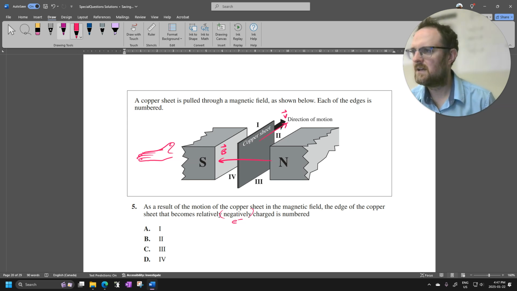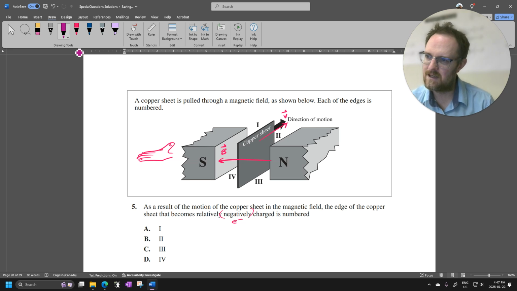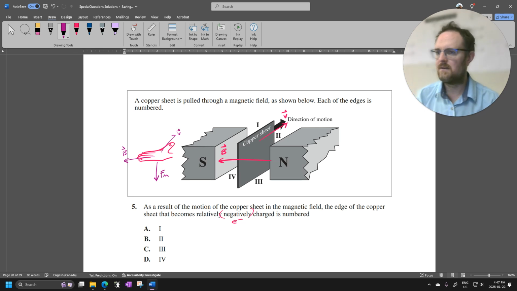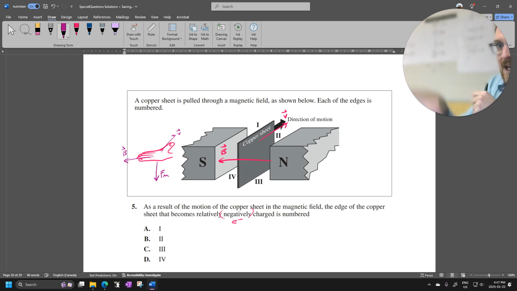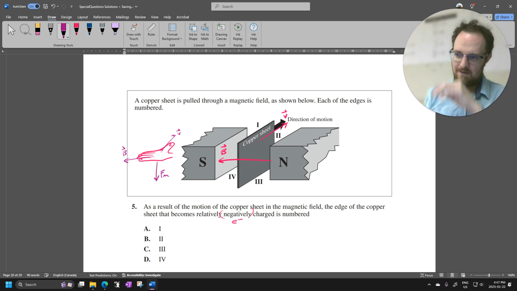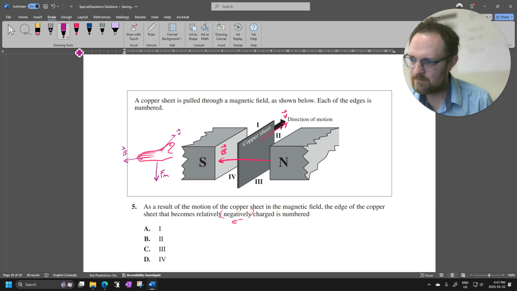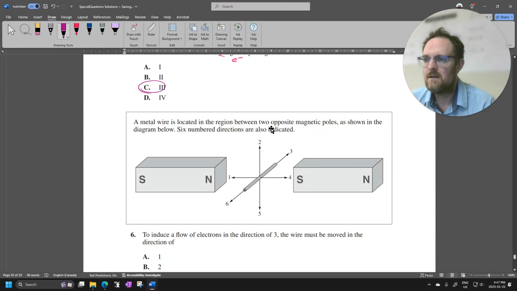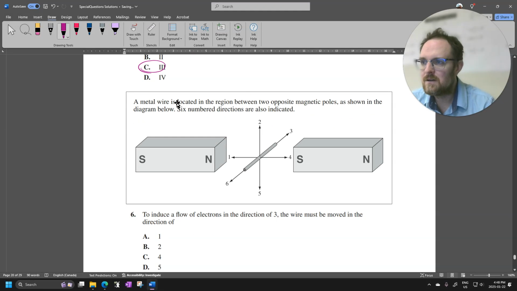Okay, so my thumb is going into the page, but my force is going downwards, right? So this is the direction of the magnetic field. The thumb is in the direction of the field. So because I did that, my palm is going downwards, north to south. Yeah, down. So if that's the case, the electrons are going to move towards the bottom of that sheet there.